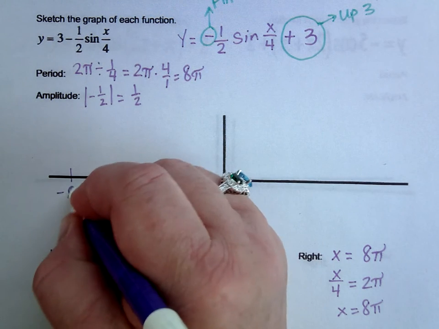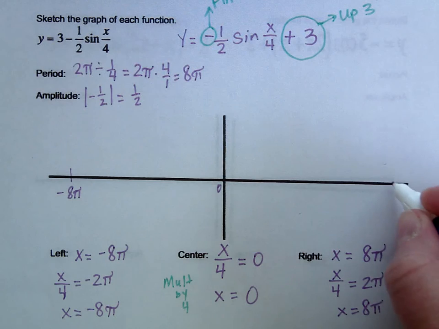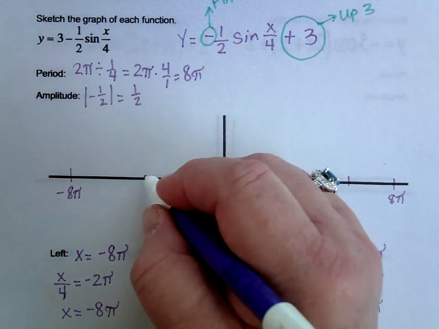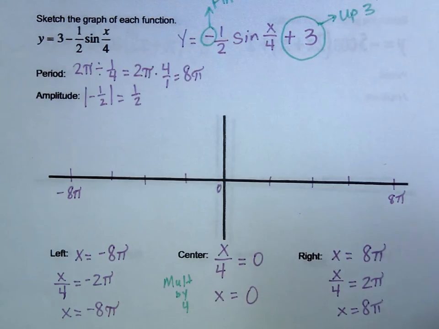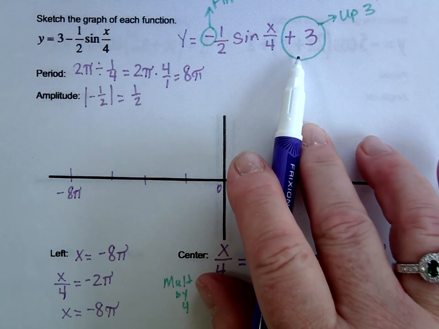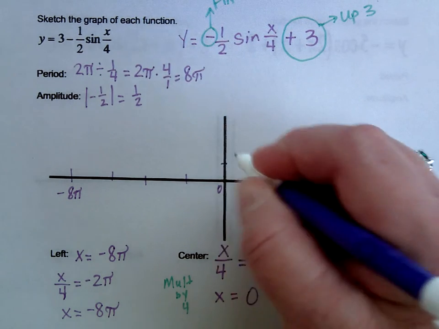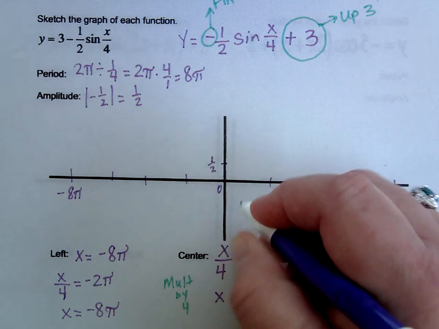-8 pi. This is a 0. This is an 8 pi. I need 4 sections either way. I have an amplitude of 1/2, but I'm going to be moving everybody up by 3. Now this is going to get a little complicated, so I'm not going to put it too far off. This is going to be my 1/2. This would be my negative 1/2.